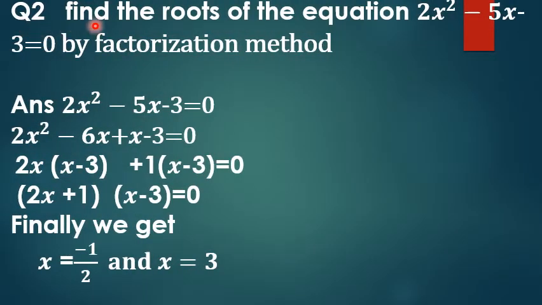So let us come to question number 2. Find the roots of the equation 2x square minus 5x minus 3 equals to 0 by factorization method. Our quadratic equation is 2x square minus 5x minus 3 equals to 0. Here we have to apply the factorization method, which means the middle term splitting method. On applying that method, finally we get the factors 2x plus 1 into x minus 3 equals to 0. And finally we get the roots of the quadratic equation 2x square minus 5x minus 3 equals to 0 as x equals to minus 1 by 2 and x equals to 3.